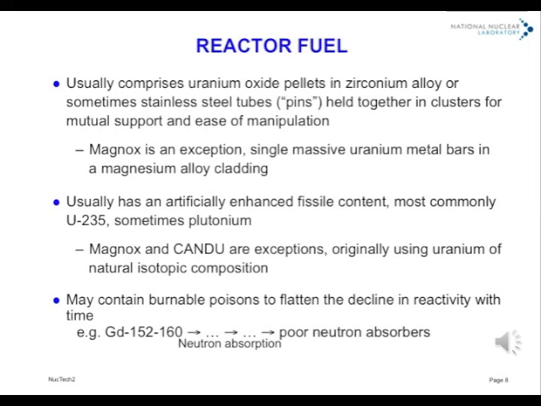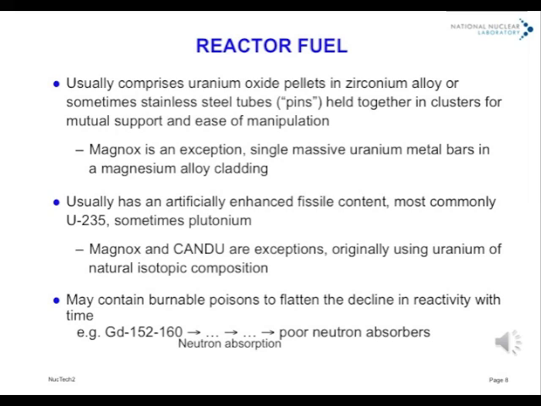Considering the various essential components of a power reactor system in turn, the fuel usually comprises uranium oxide as pellets about 1 centimeter long, packed into tubes of a zirconium alloy or sometimes stainless steel, themselves assembled for ease of handling into clusters of up to several hundred. Magnox is an exception, being uranium metal as massive bars encased in slightly alloyed magnesium.